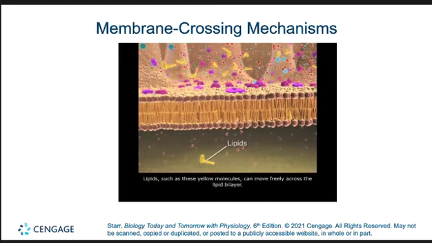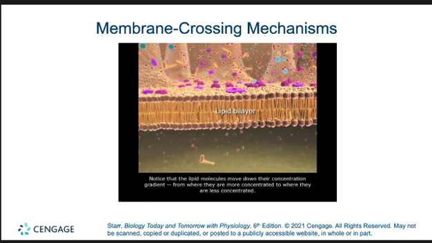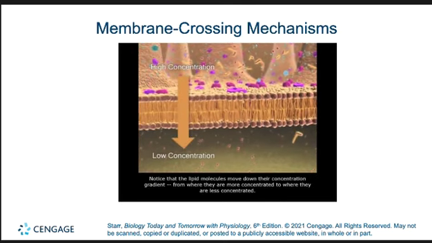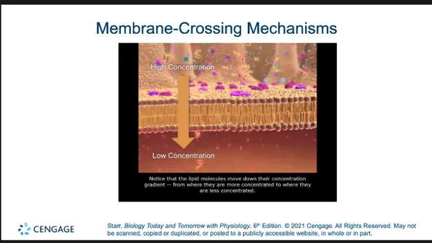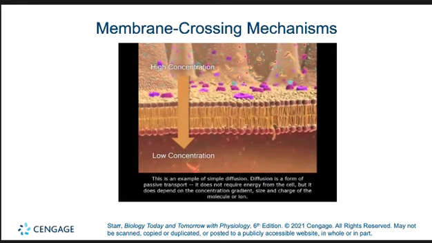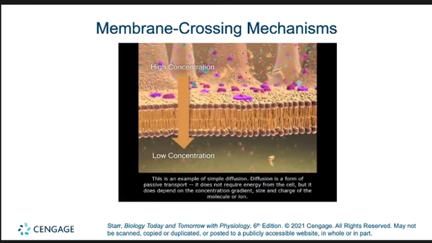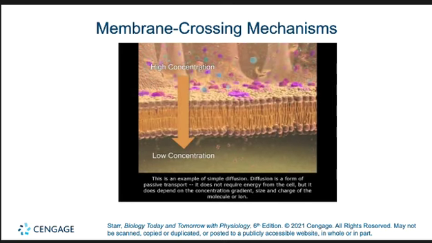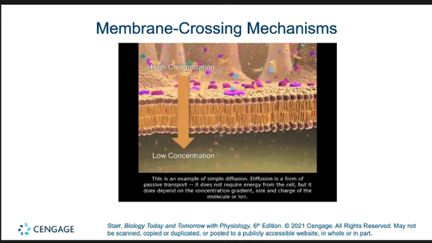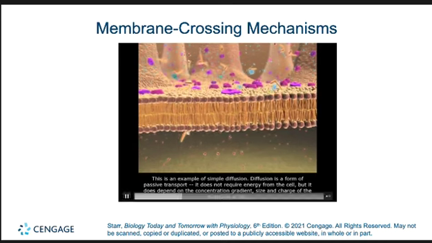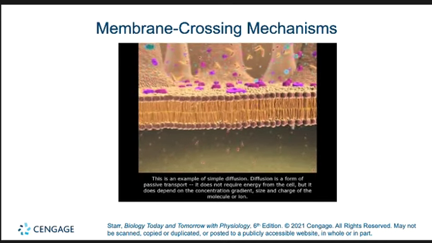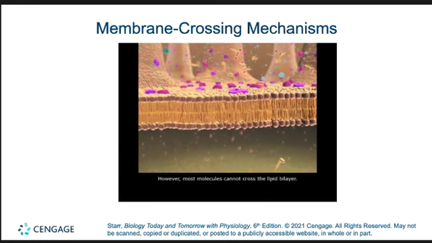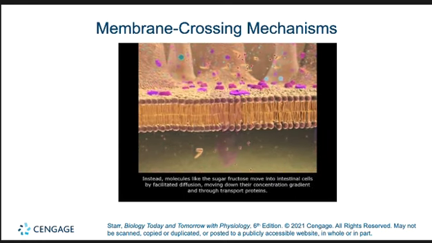Lipids, such as these yellow molecules, can move freely across the lipid bilayer. Notice that the lipid molecules move down their concentration gradient from where they are more concentrated to where they are less concentrated. This is an example of simple diffusion. Diffusion is a form of passive transport. It does not require energy from the cell, but it does depend on the concentration gradient, size and charge of the molecule or ion. However, most molecules cannot cross the lipid bilayer.